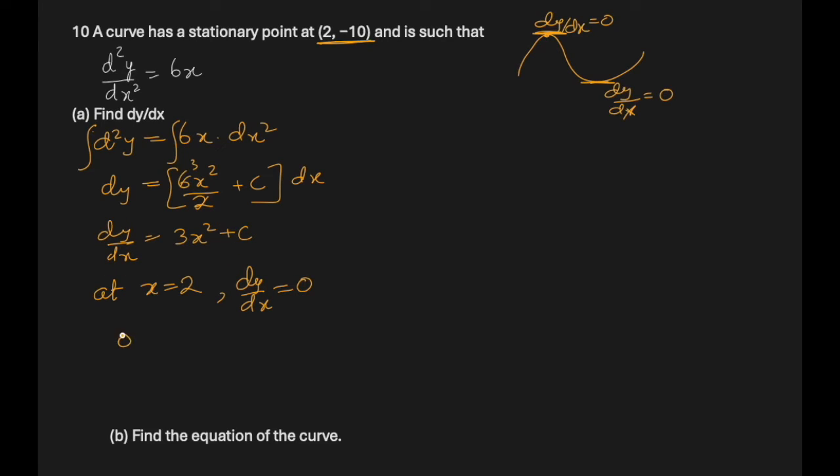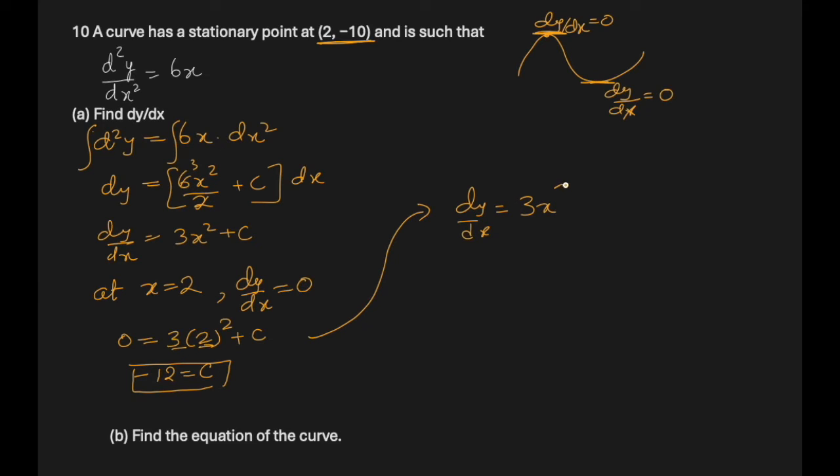Dy over dx is 0, x is 2, so what do we get? C equal to 4 times 3, 12, so minus 12 equal to c, and this we will use to complete our equation, this one, dy over dx equal to 3x square plus, not plus, minus 12. This is dy over dx.